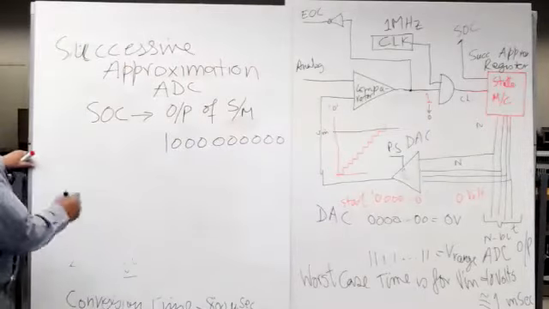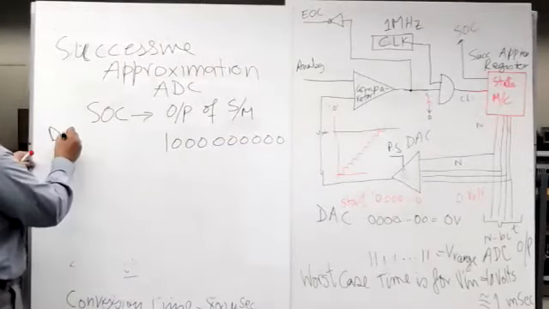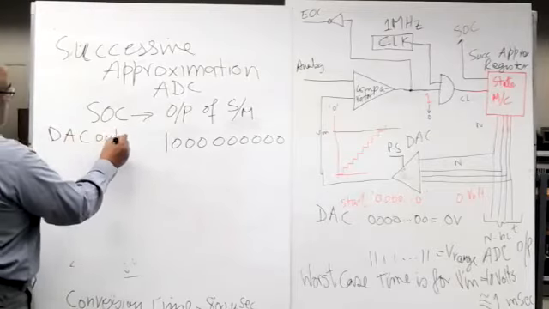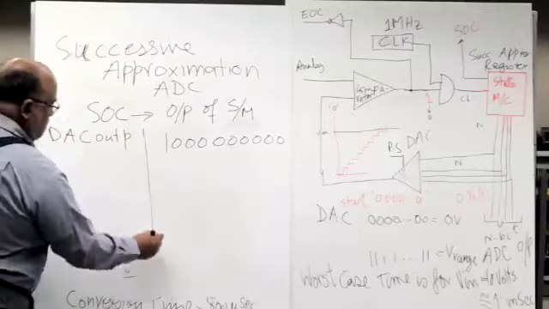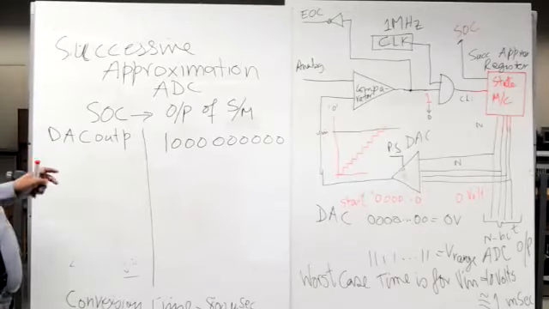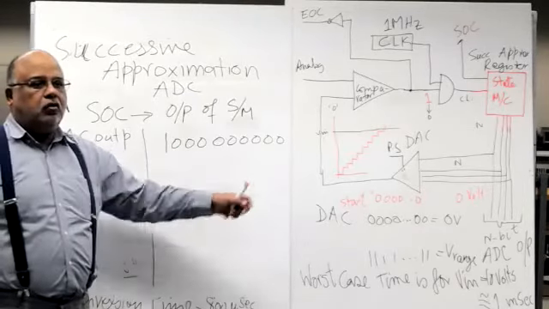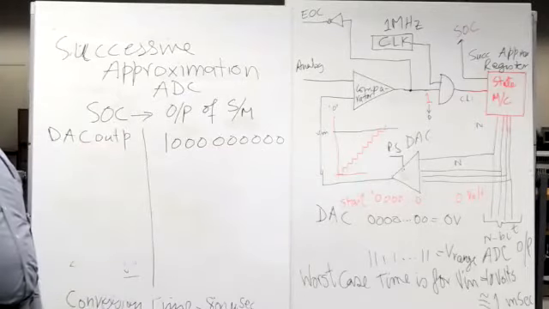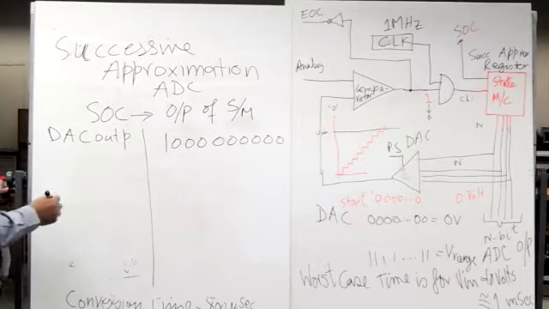What will the DAC output be? So this will be the start of conversion. Output will be 1000. So what will be the DAC output in this case?